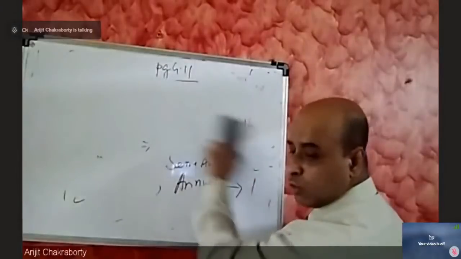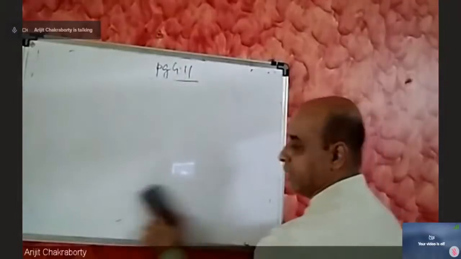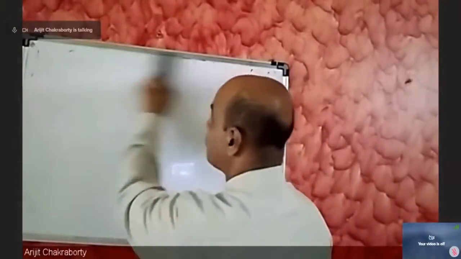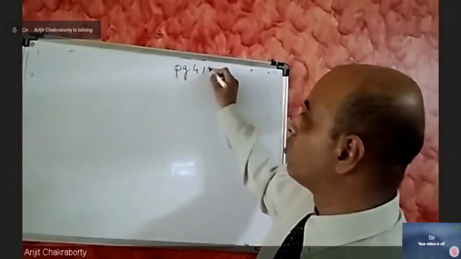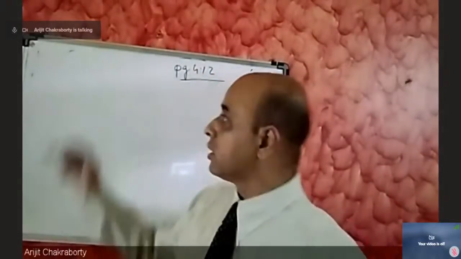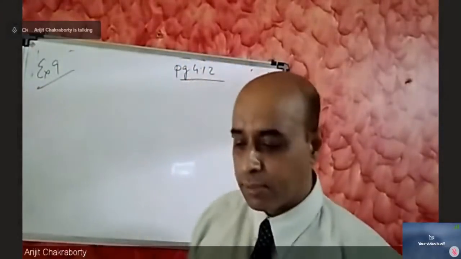Okay, now let us take page number 4.12 of the study material. We will do some numericals and you will understand the formula better. So we are now moving to page 4.12, and this is example number 9 which we are doing. We have done 8 examples earlier.